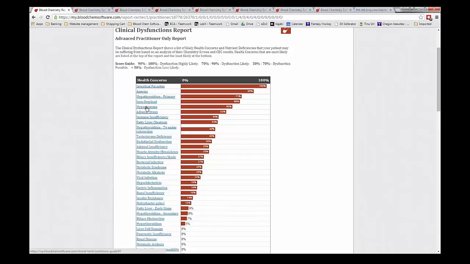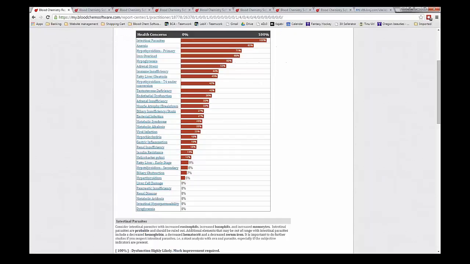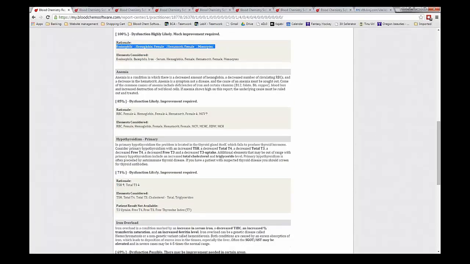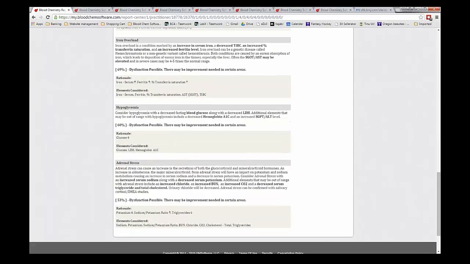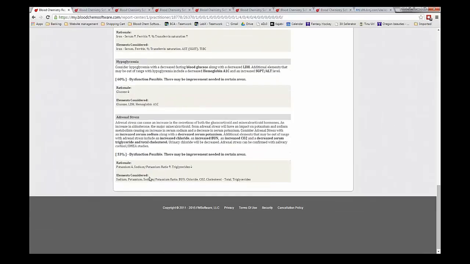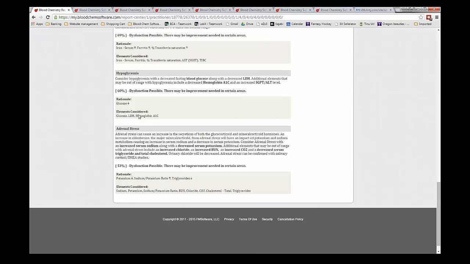Definitely some blood sugar issues, hyperglycemia, and the adrenal stress. I think that should probably be a little bit higher. But let's go see the rationale here. Yeah, there's just a lot of things that we look at with adrenal stress, and the BUN is normal, the chloride is normal, the CO2 is normal, the cholesterol was a little bit out of balance, but not in the right direction, and the triglycerides.